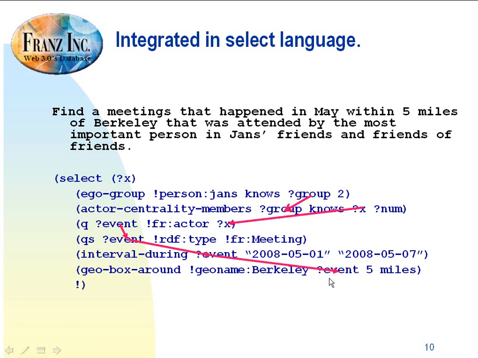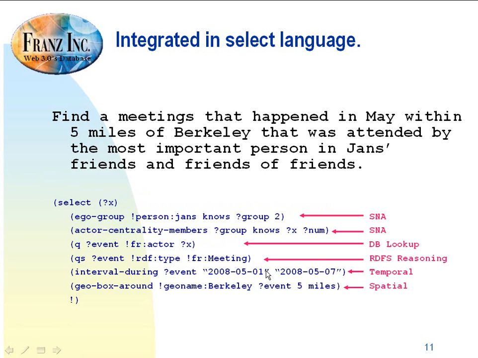So if you look at this particular query, what you see again is that you combine social network analysis. This is just a simple database lookup. Here you do a little bit of reasoning because you might have informal meetings, interviews, and so on. So in this case you have a little hierarchy of types of meetings. Then you have some temporal and some spatial clauses. So social network analysis is part of this story where we can do all these things together. But today we'll only talk about the social part.